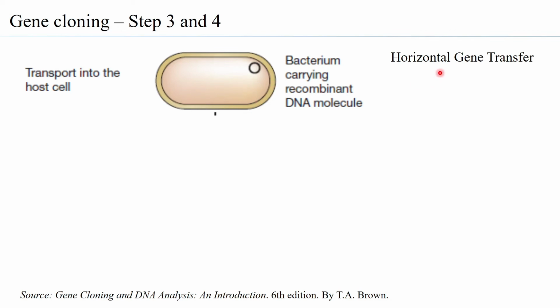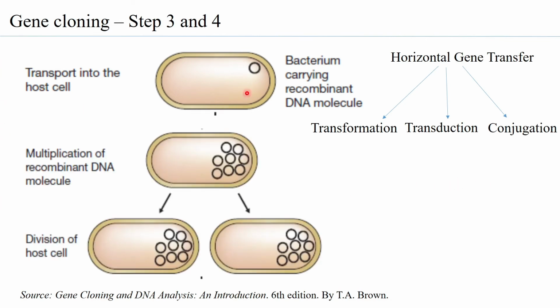Now, one can carry out horizontal gene transfer by three mechanisms. One is called transformation, second is called transduction, and the third is called conjugation. Transduction is specifically when you use viruses as vectors, while transformation and conjugation can be carried out for plasmid DNA. So this was step 3. In step 3, what you carry out is transport the recombinant DNA into the host cell.